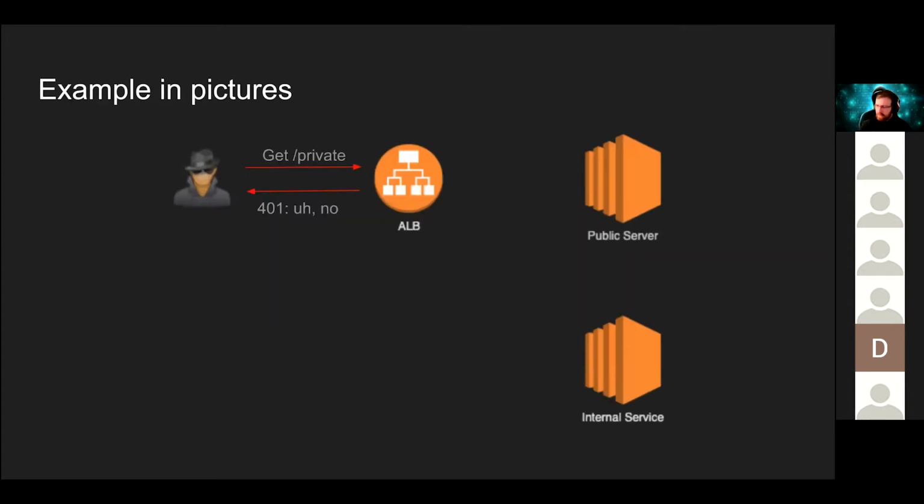So what does this look like in a picture? Right, we've got our attacker here, and he's like, hey, I'd like the resource /private. We've got an ALB here that's maybe doing OAuth or something in front of us, because these are all AWS icons. The ALB is just going to return a 401. It's like, get stuffed. You don't earn that.